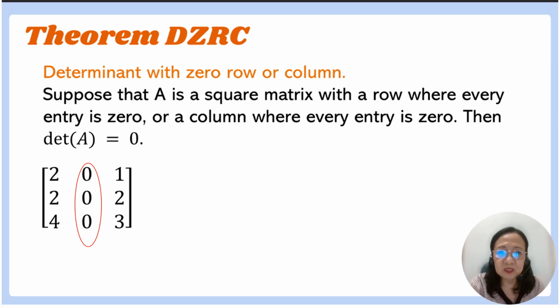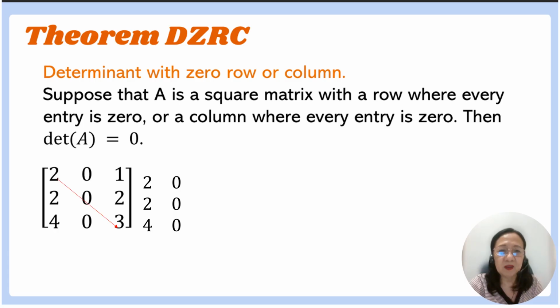Now looking at our example, looking at our second column, the entries that we have there are all 0. So let us find now the value of this determinant. Let us copy the first two columns, and let us do the solution using our pattern.